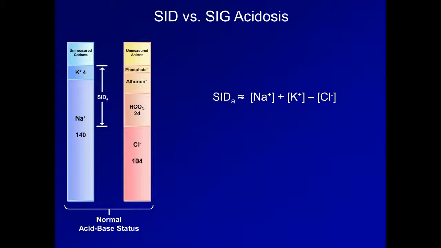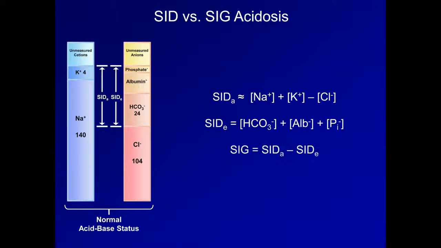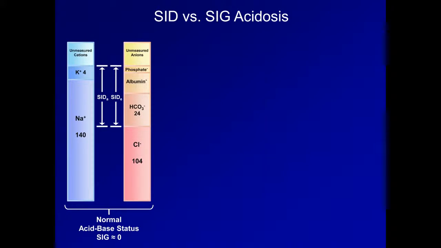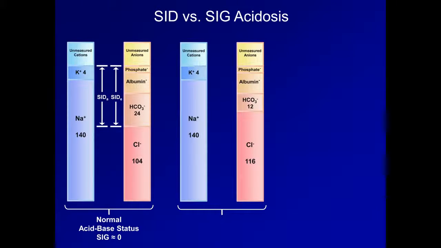SID-E also has several equations, but is commonly calculated as bicarb plus negatively charged albumin plus negatively charged phosphate. SID-E is shown here. The strong ion gap is SID-A minus SID-E, which, as you can see from the diagram, is approximately 0. In the next example, bicarb is low and chloride is high. If we label our SID-A and SID-E, we will immediately see that the SIG is 0.